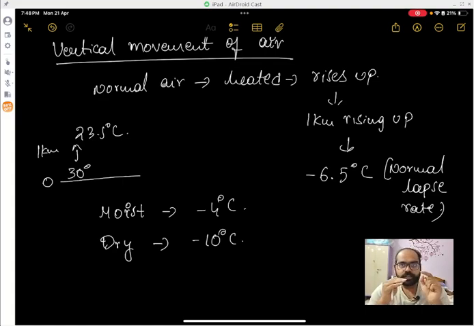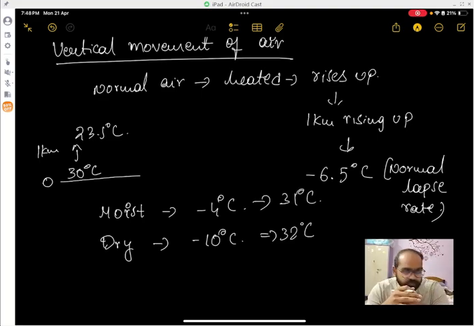But moist air, what happens? It absorbs heat energy, and it gets heated up, but at a very slow rate compared to dry air. It would be much hotter than normal air, but it gets heated up at a very slow rate compared to dry air. Okay, if normal air temperature is 30 degrees, dry air would be 32 degrees, and moist air would be 31 degrees. Because moist air absorbs heat, and it takes time to get heated up, but dry air gets heated up quickly.